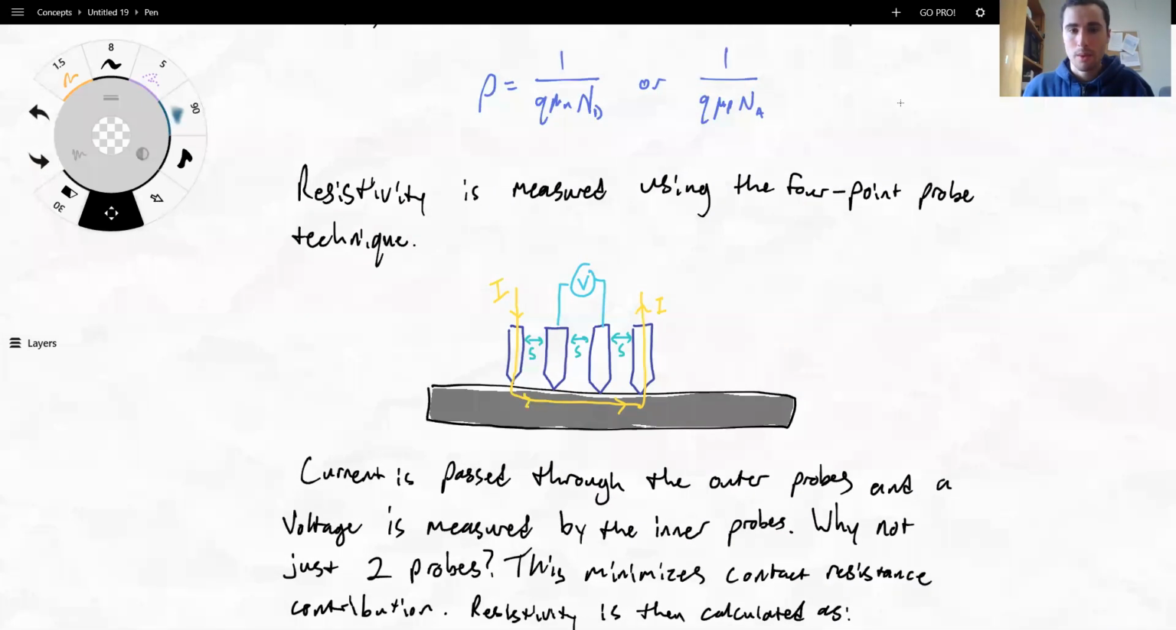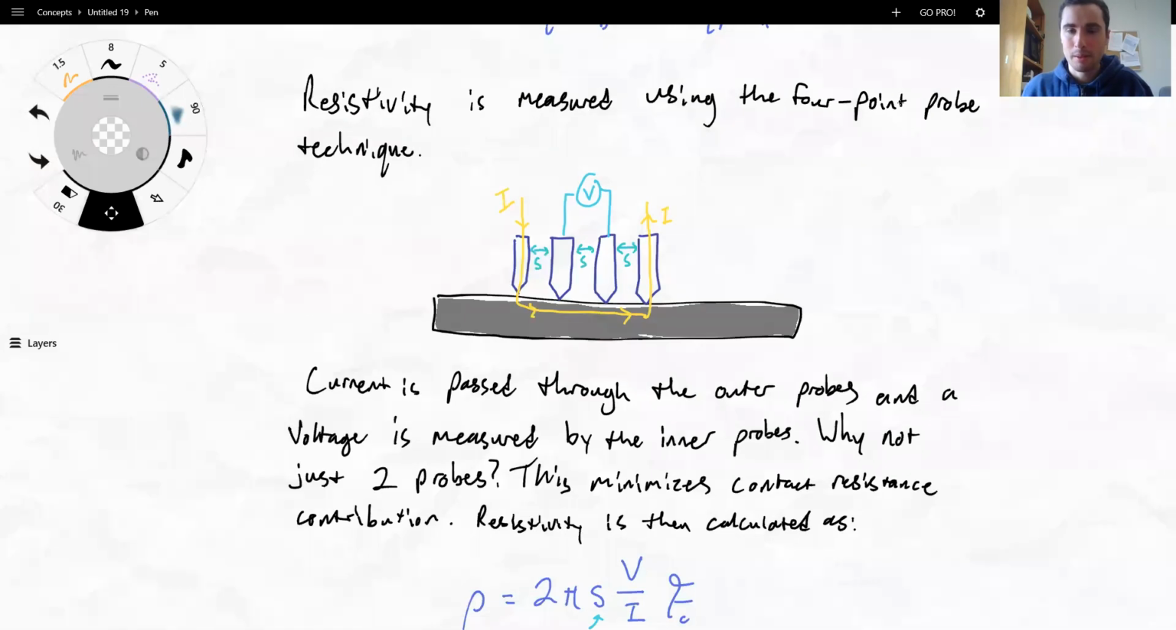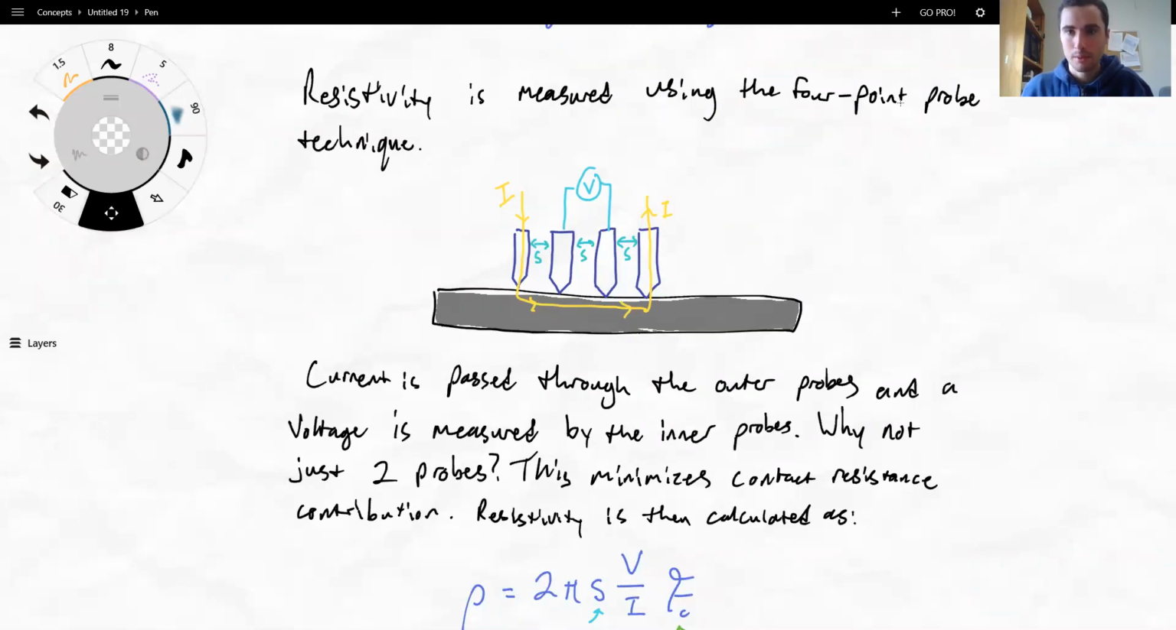So we were using 4 probes, but why not 2, right? We can measure voltage and current, and we would only need 2 probes for that, right? So why do we use 4? The main reason is because, in fact, we can't really use 2 and get accurate measurements.